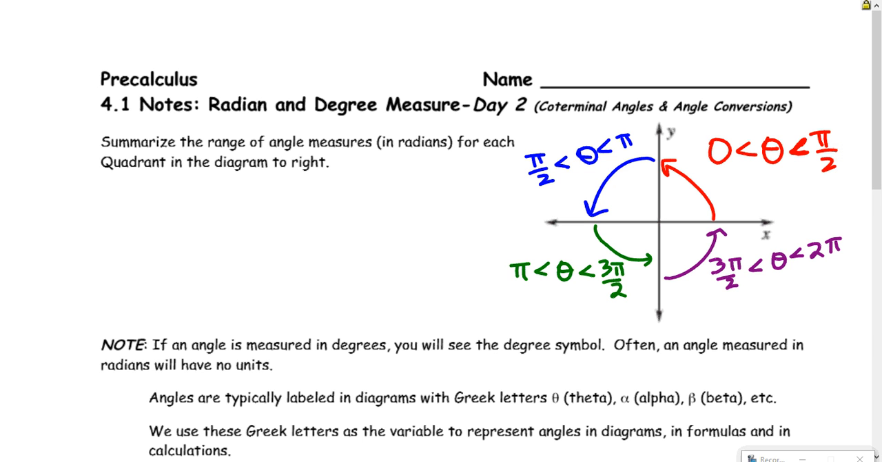If we were in degrees, we would just be going from 0 to 90, 90 to 180, 180 to 270, and 270 to 360. Again, be sure when you're using degrees that you put the degree symbol down, because if you don't, it means it's measured in radians.